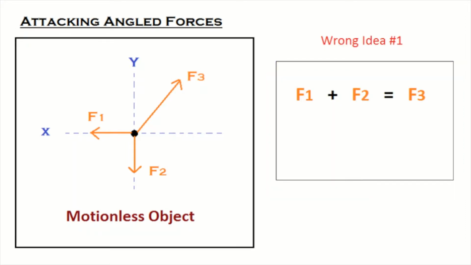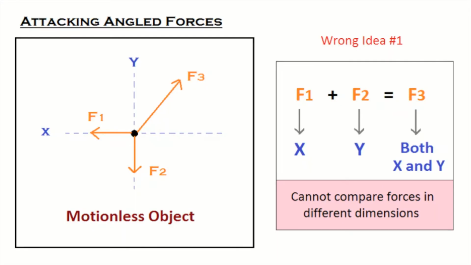Wrong idea number 1 says that F1 plus F2 equals F3. This is incorrect because of direction. F1 is in the x-axis, F2 lies on the y-axis, and F3 is angled. It's in both the x and y-axis at the same time. So I cannot compare forces in different dimensions. I want to make sure I'm only comparing forces that are on the same plane.